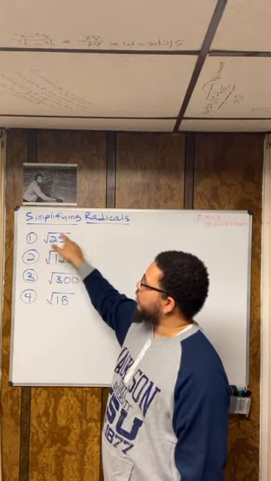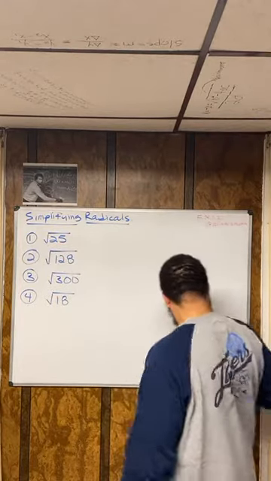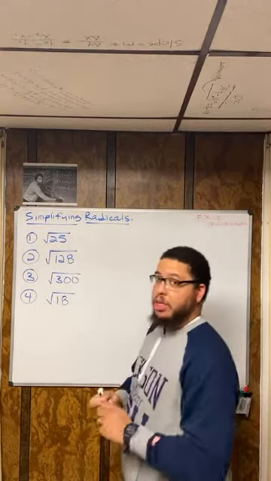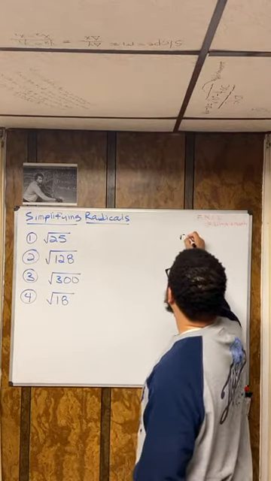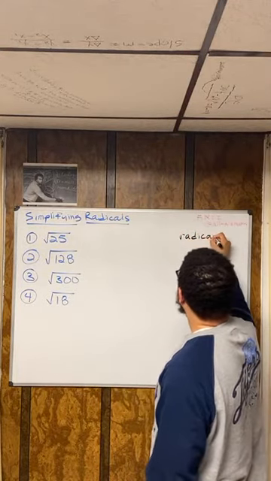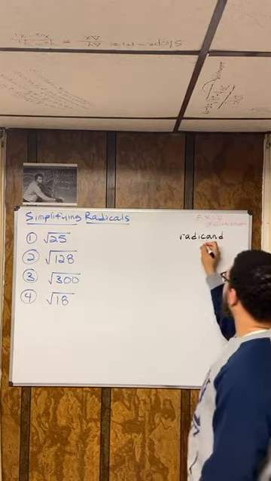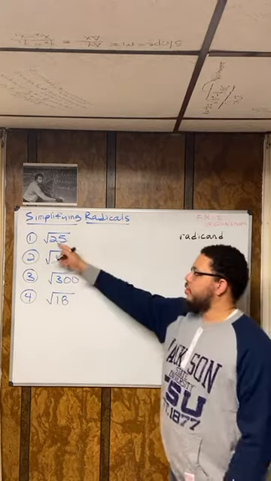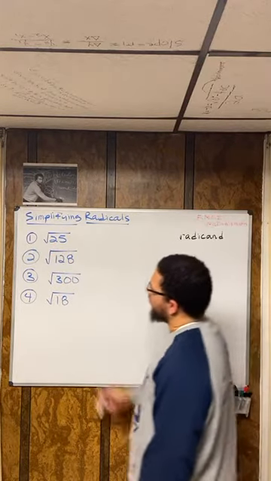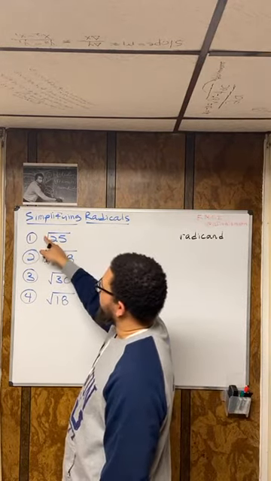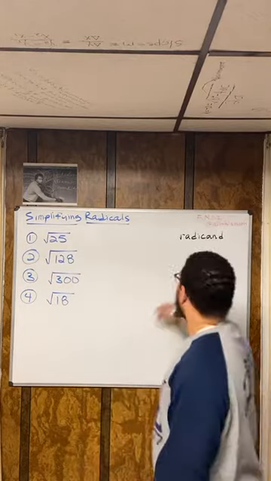Now, the number under the radical sign is called, let me give you some vocabulary, a radicand. All right, so you've got a radicand. Radicand: that's the number underneath the radical sign. Now, the number that's inside this little V part is called the index.